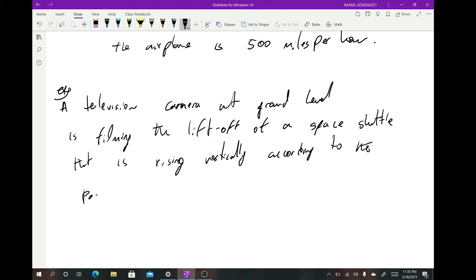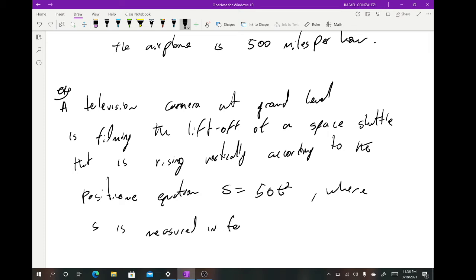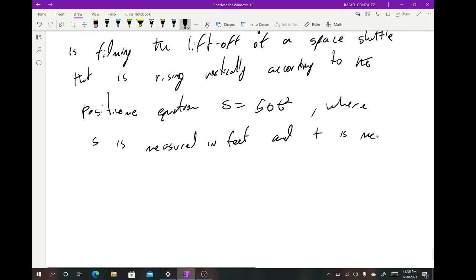the position equation, which is given to us as S equals 50t squared, where S is measuring feet and t is measuring seconds. Then we're told that the camera is 2,000 feet from the launch pad.